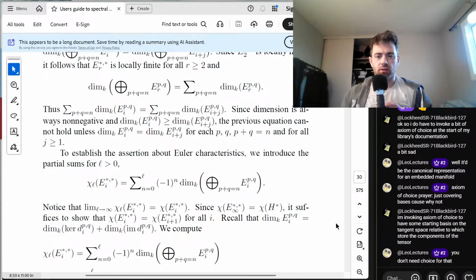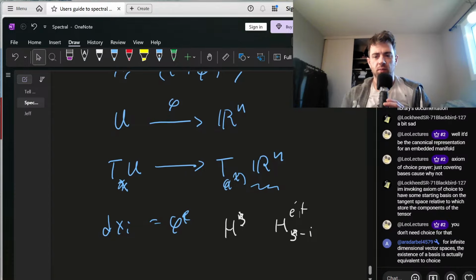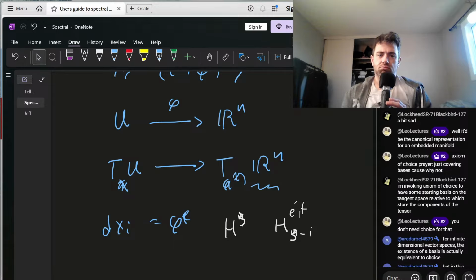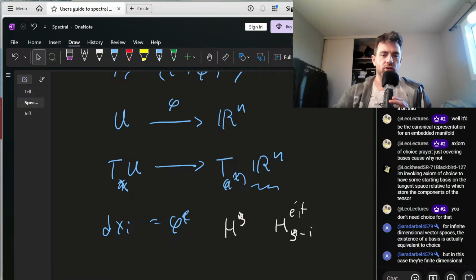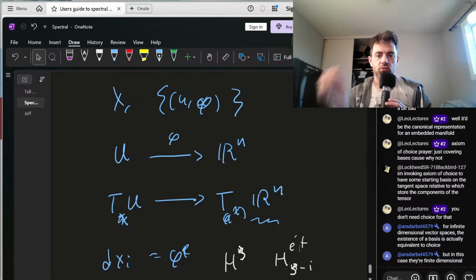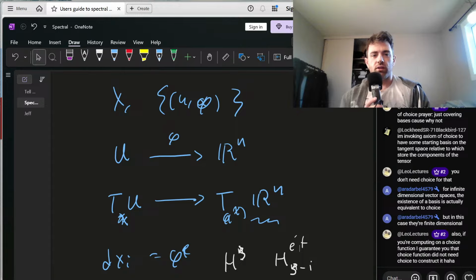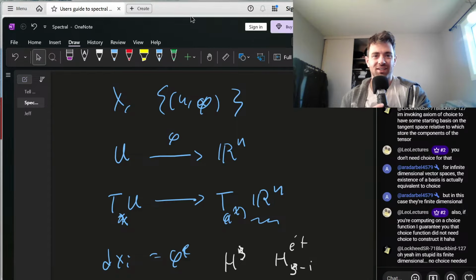And if you have, right, not only that, this whole process I said here about how maybe it's not canonical, but if you have your charts, like if you've defined your manifold in the computer, which should amount to writing down some functions, some choices of coordinates basically, then from that you can explicitly write down the local sections of your vector bundle, local frame. Choice is not needed at all. Yeah, exactly, as Arad said. Also, if you're computing on a choice function, I guarantee you that choice function did not need choice to construct it. Yes, exactly.